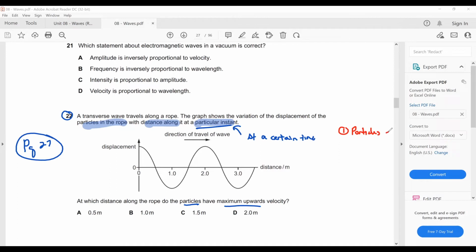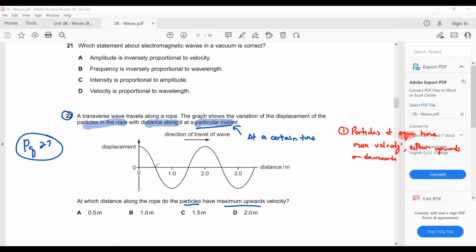particles at equilibrium have maximum velocity or speed, either upwards or downwards, right? They have maximum velocity either upwards or downwards. Okay, so right now you should be looking at the equilibrium positions, because those positions are where your speed is going to be max.